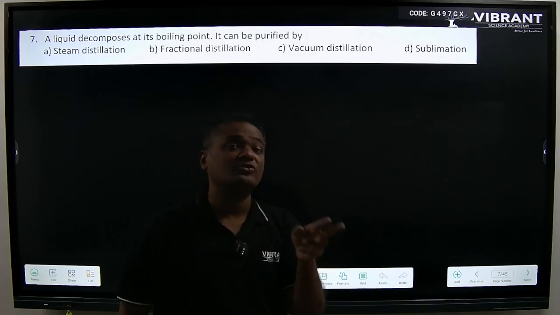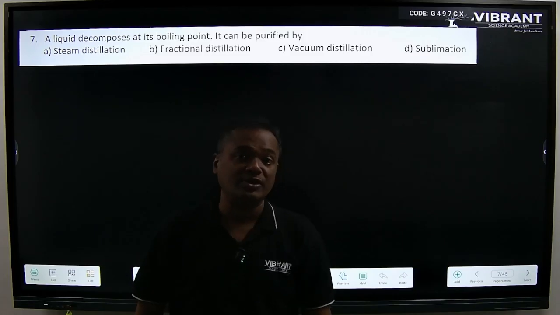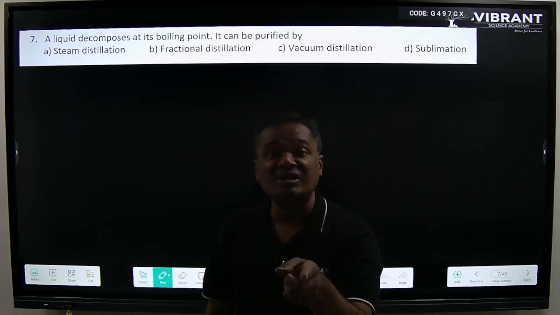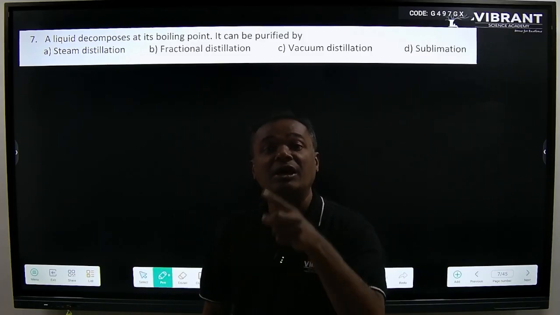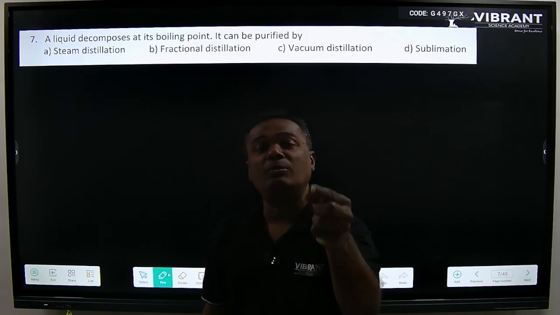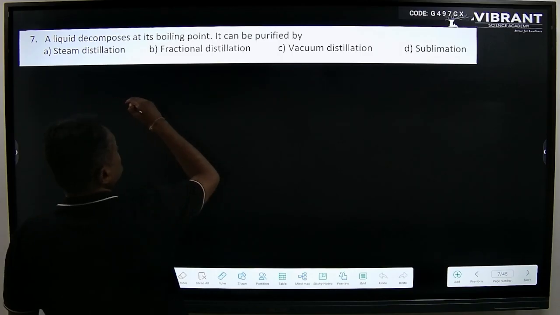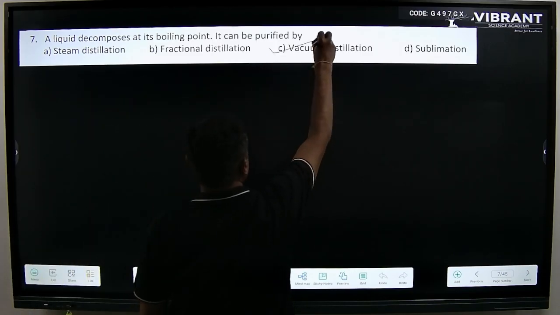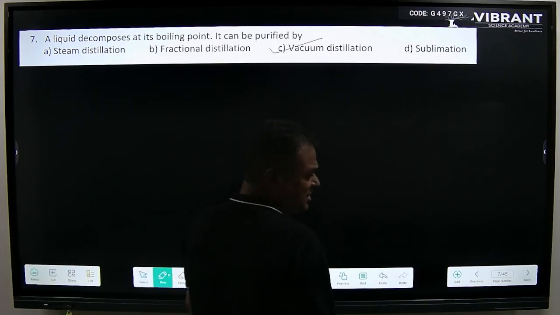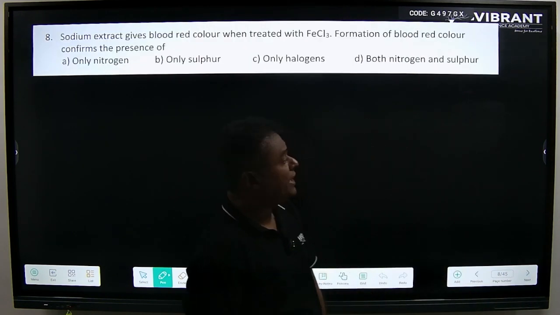So, what we have to do is go for vacuum distillation, because in vacuum distillation what happens? Your substance will start getting boiled or vaporized at a much lower temperature than its actual boiling point, and that is why the correct answer for this has to be vacuum distillation. Yes, is it clear, child? Let us proceed to the next question, bacha. MCQ number 8.